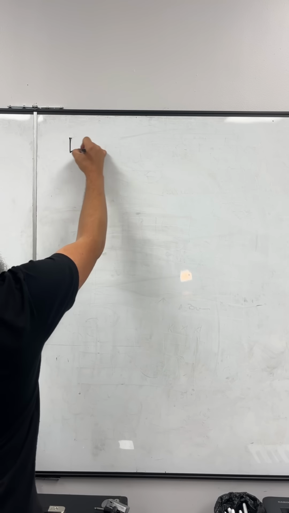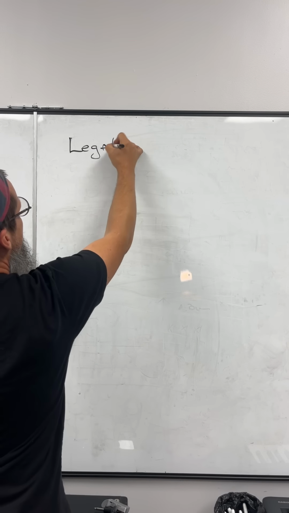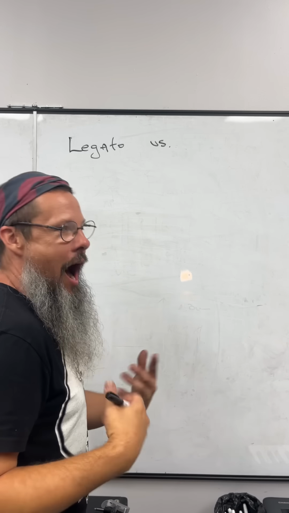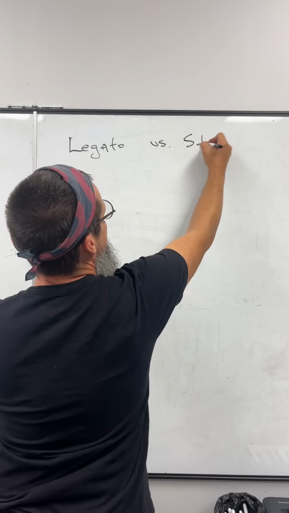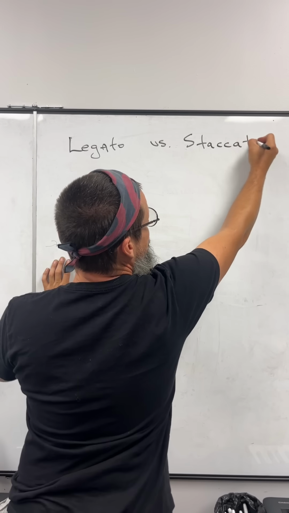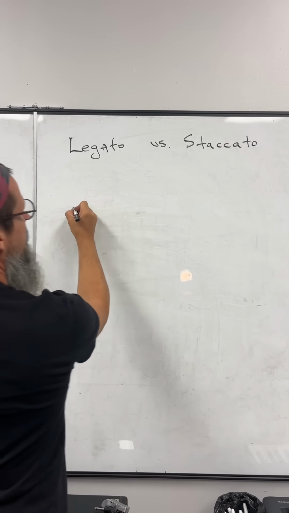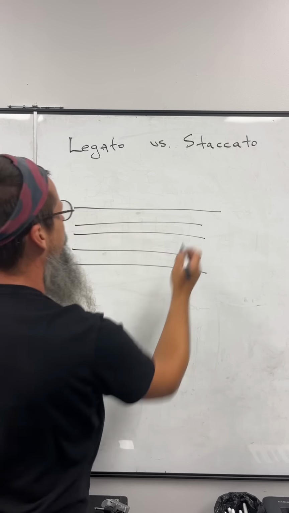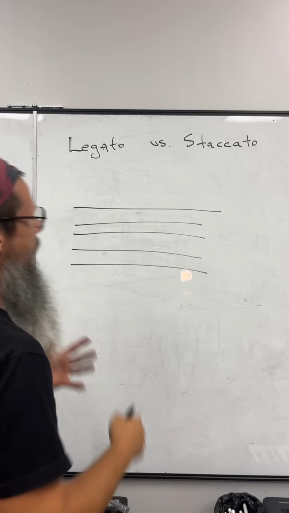When we're playing legato, it is, for lack of better terms, the opposite of staccato. When we play legato, we are talking about one concept. There are multiple forms of this, but the two most predominant are these.